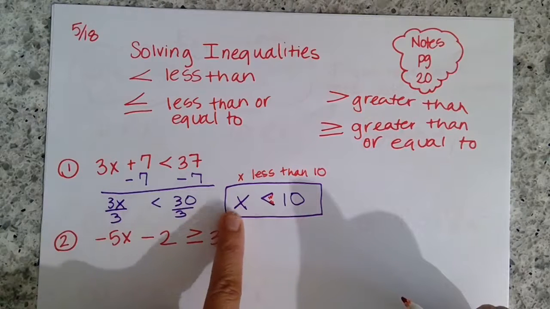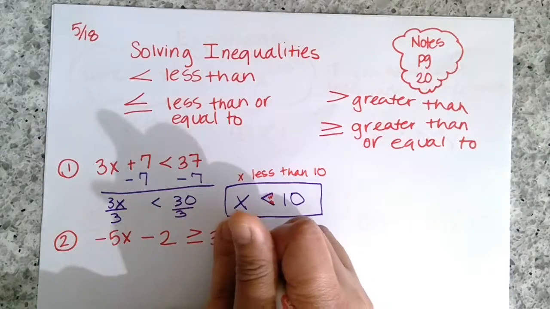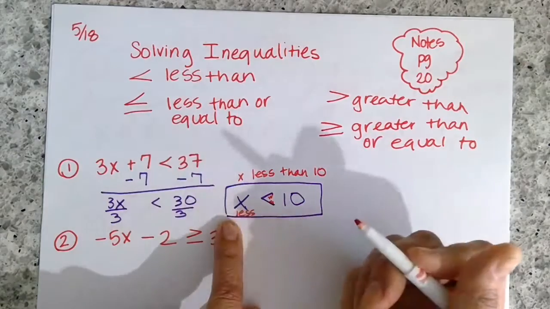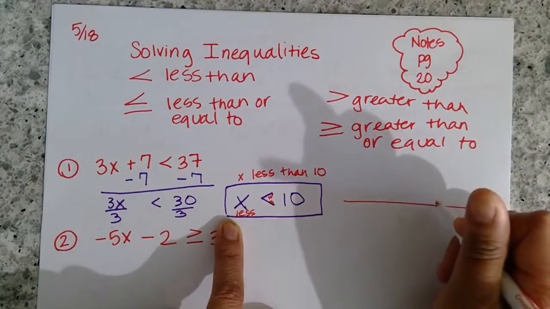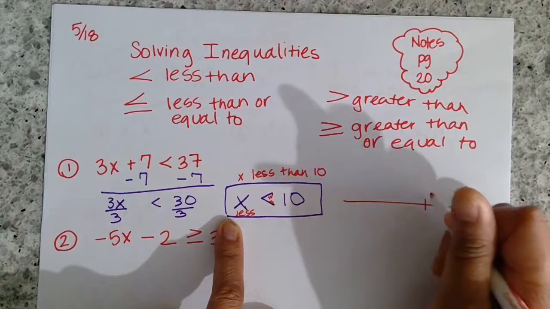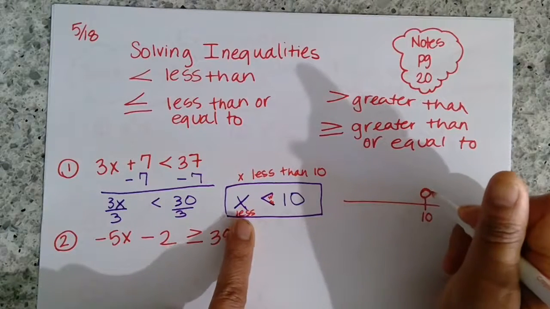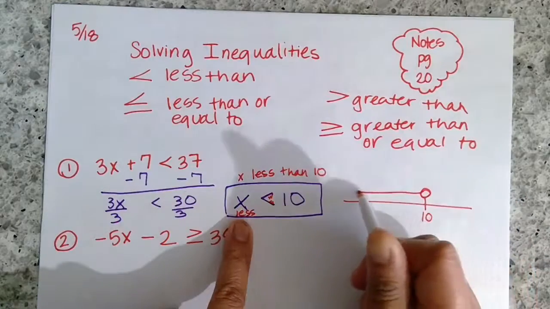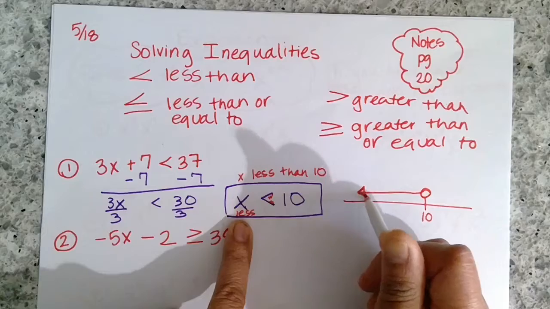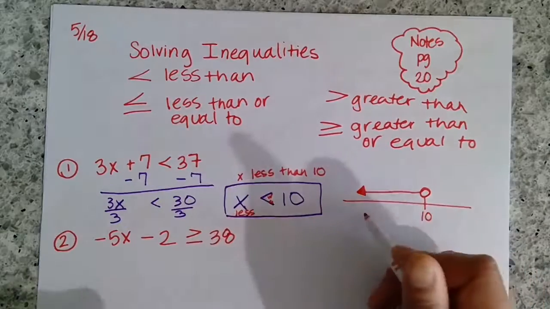In other words, you always want to know what X is, if X is greater or if X is less than. In this case, X is less than. So on a number line, we're going to plot a point at 10. Open circle. X is less than, so these are values all smaller than 10. So your solutions would be like 9 is less than 10, 8, 0, everything on the left side.